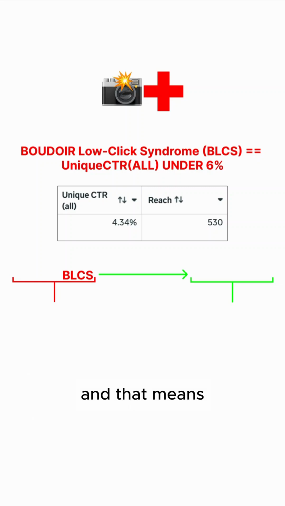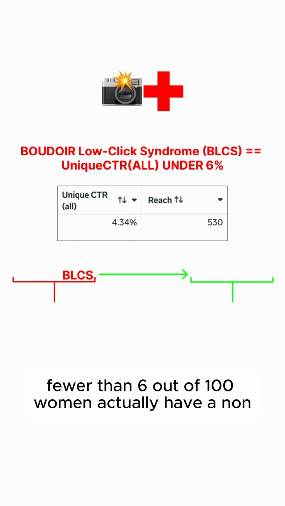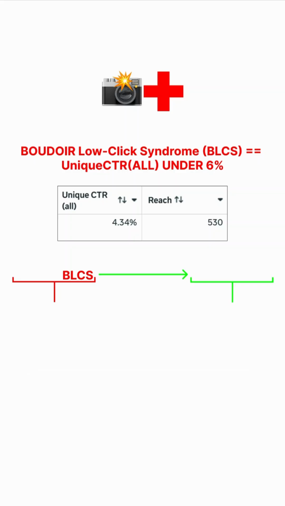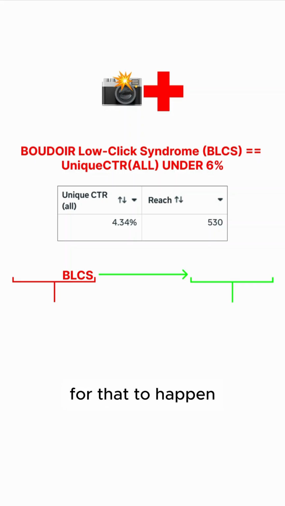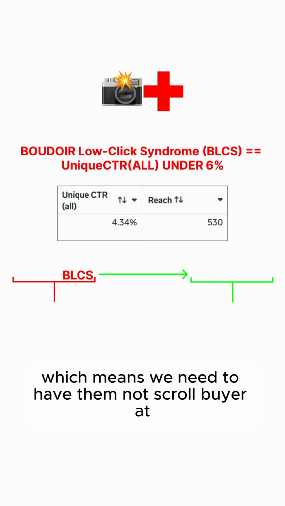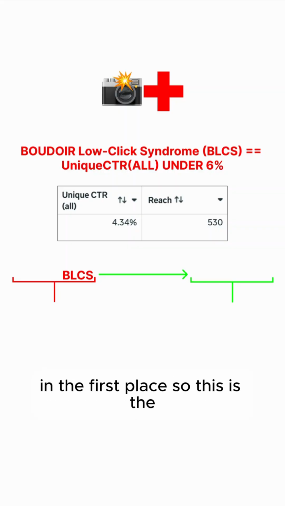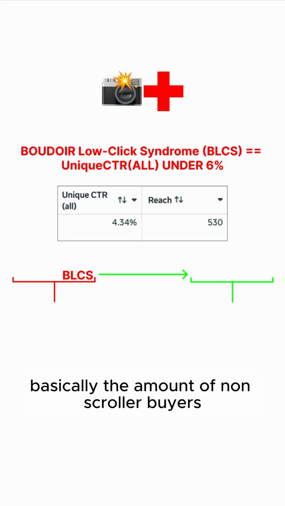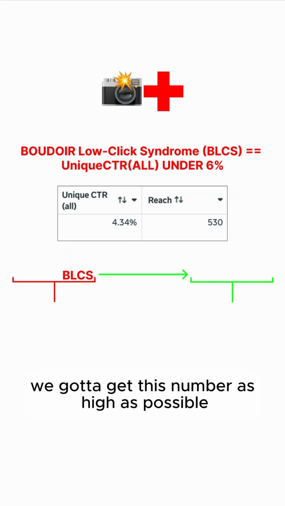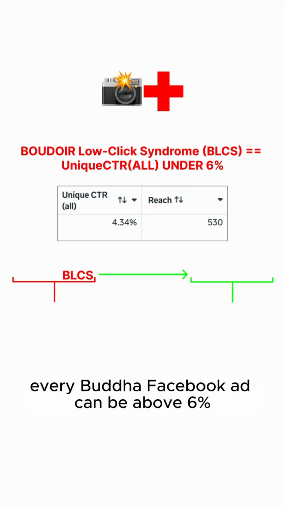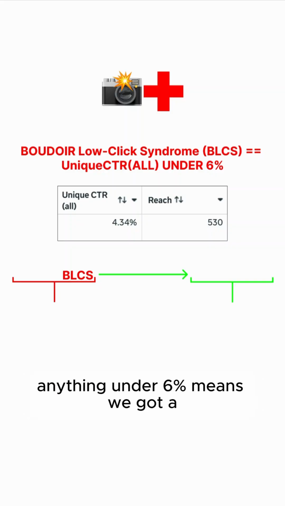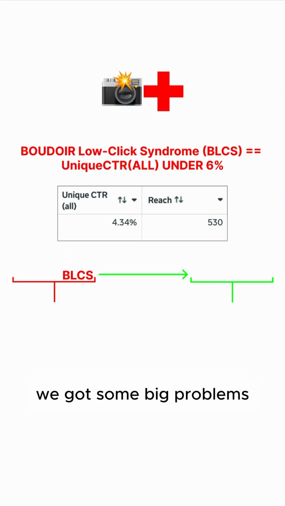And that means fewer than 6 out of 100 women actually have a non-zero chance of buying from us, because our ad needs to enter their brain for them to do that, which means they need to click somewhere on our ad for that to happen, which means we need to have them not scroll by our ad in the first place. So this is basically the amount of non-scroller buyers. We gotta get this number as high as possible. 6% is the minimum. Every Boudoir Facebook ad can be above 6%. Anything under 6% means we got some big problems.